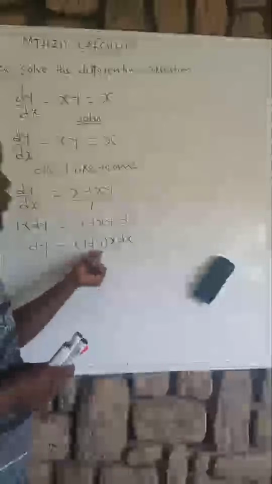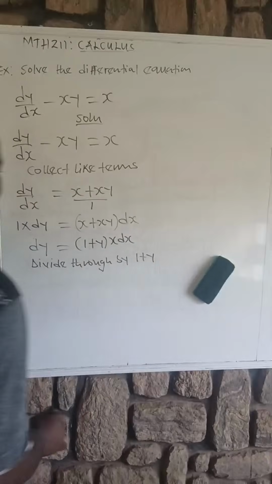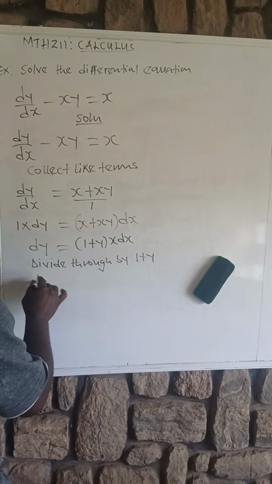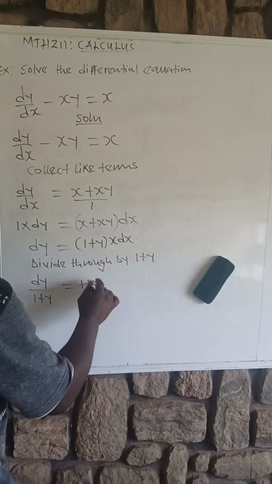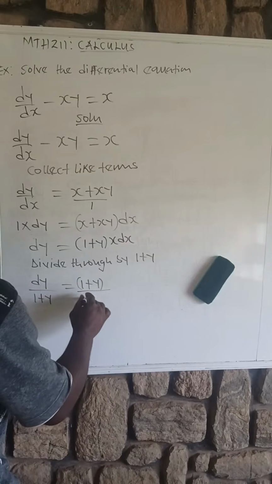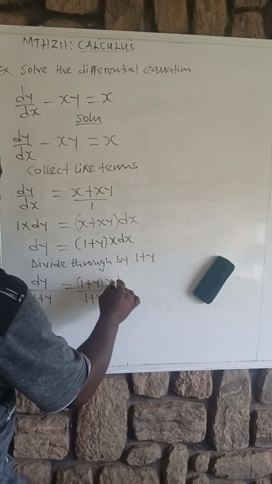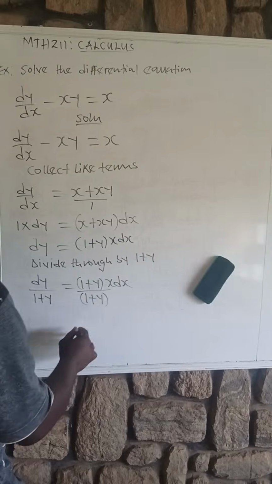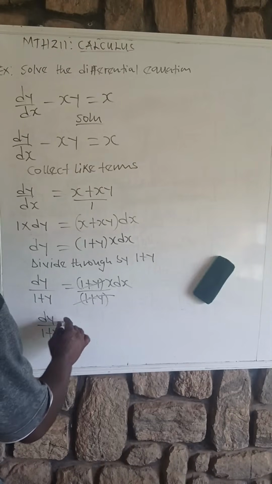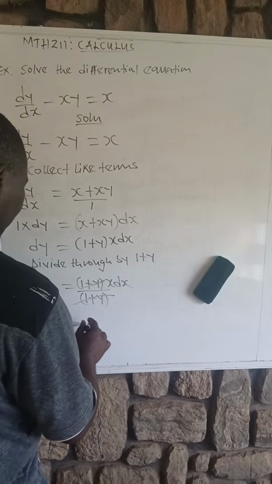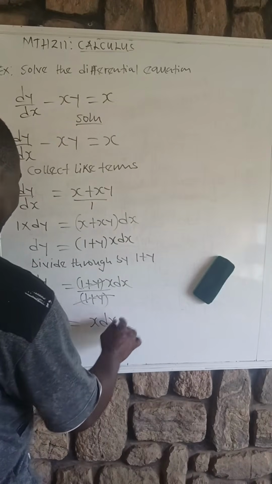Okay, what are we going to do? We have to divide through by 1 plus y. So it means we are going to have dy all over 1 plus y equals 1 plus y, close bracket, all over 1 plus y, x dx. True or false? This and this will cancel. So we are going to have dy all over 1 plus y equals to x dx.